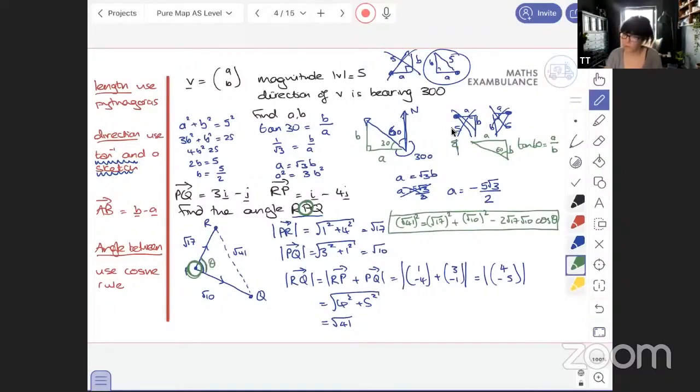Always the same. Always, always the same. So, length: Pythagoras. Direction: draw a picture. Angle between: draw a picture, and then use the cosine rule. A to B is always B minus A. Or don't forget, you could say I'm not going to go A to B via the origin, which is what B minus A is. I'm going to go A to C to B, A to C plus C to B. It doesn't matter what route I take to get there, as long as I get there.